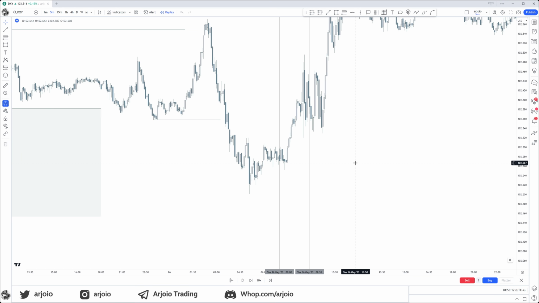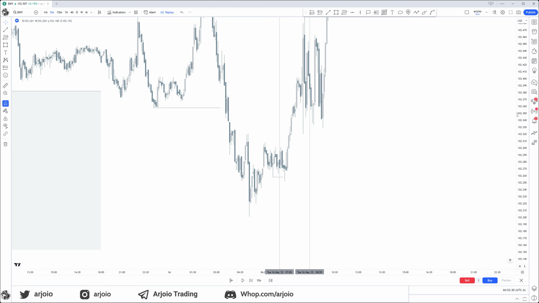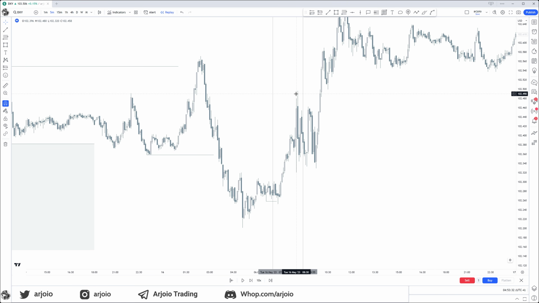What can you notice? I notice the exact same thing. We take some liquidity there. We first have that move down, that manipulation phase, the accumulation right there. And then afterwards, we have distribution right there. Distribution at what? At a fair value gap right there.